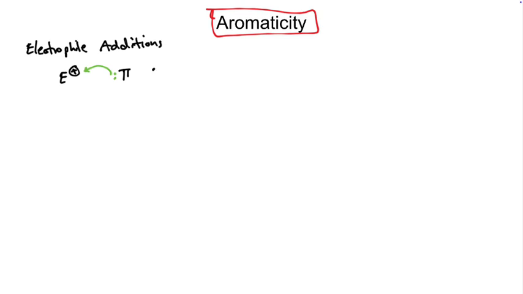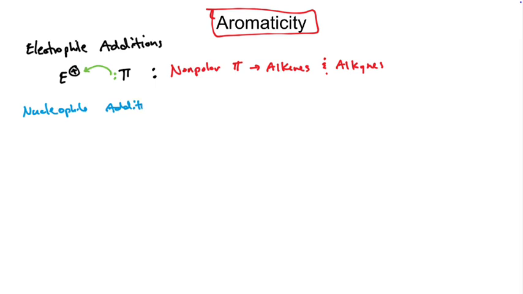Okay, what this ultimately meant for us as far as functional groups is that we were looking at non-polar pi bonds, which then translates to our alkenes and our alkynes. We then also navigated into our nucleophile additions. And in nucleophile additions, we're looking again at a nucleophile, so a source of electrons, reacting with a pi bond, except this time the electrons go towards the pi bond.